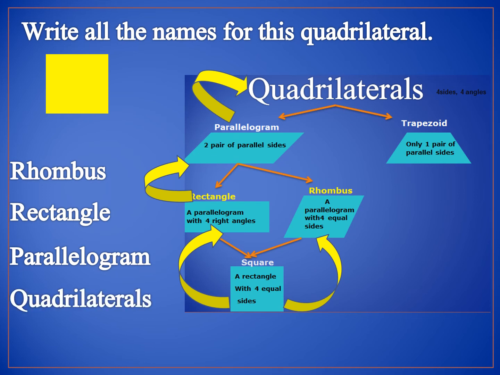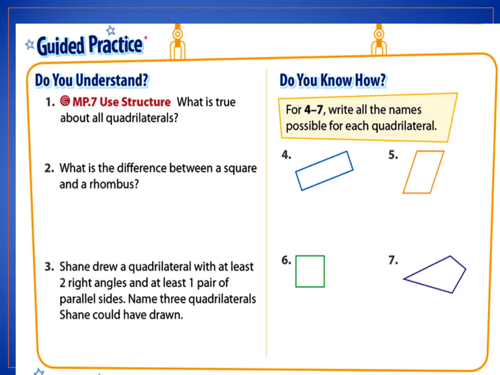Yes, so for that shape there are 5 names, which are square, rhombus, rectangle, parallelogram, and quadrilateral. Now let's solve the questions in the book. Question number 1: what is true about all quadrilaterals? What do you know about the quadrilateral? As I said to you before, quadrilateral is the name of the shapes that have 4 sides and 4 angles.